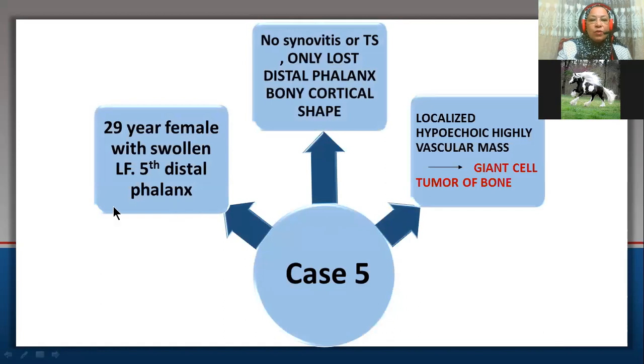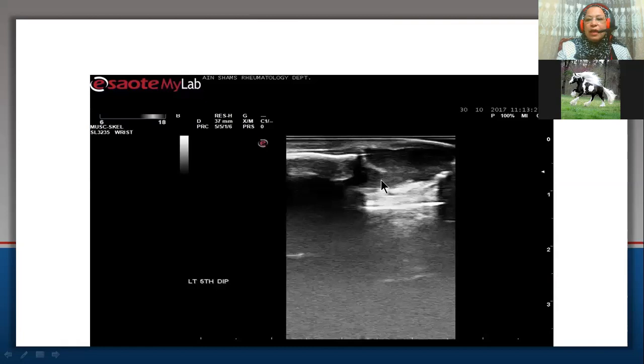Our next case was a 29-year-old female complaining of a swollen left fifth distal phalanx. On examination of her left fifth little finger at the distal part, there was no synovitis, tenosynovitis, enthesitis or enthesopathy around the distal interphalangeal joint. But after the end of the middle phalanx, there was a sudden distortion, abnormality, and irregularity of the distal phalanx with abnormal bone contour.